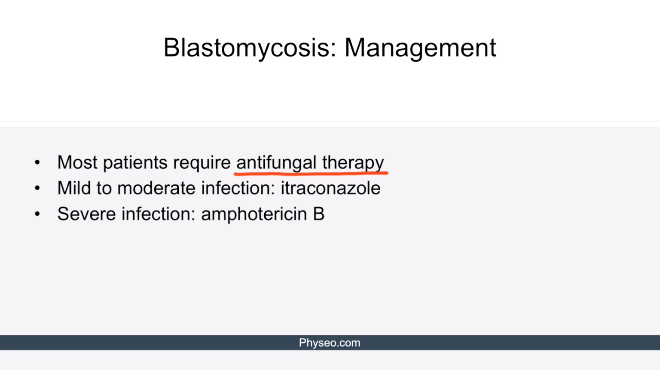But the question is then, which one do you want to give? So for mild to moderate infection, you would give itraconazole. And if it was severe, you would give amphotericin B.